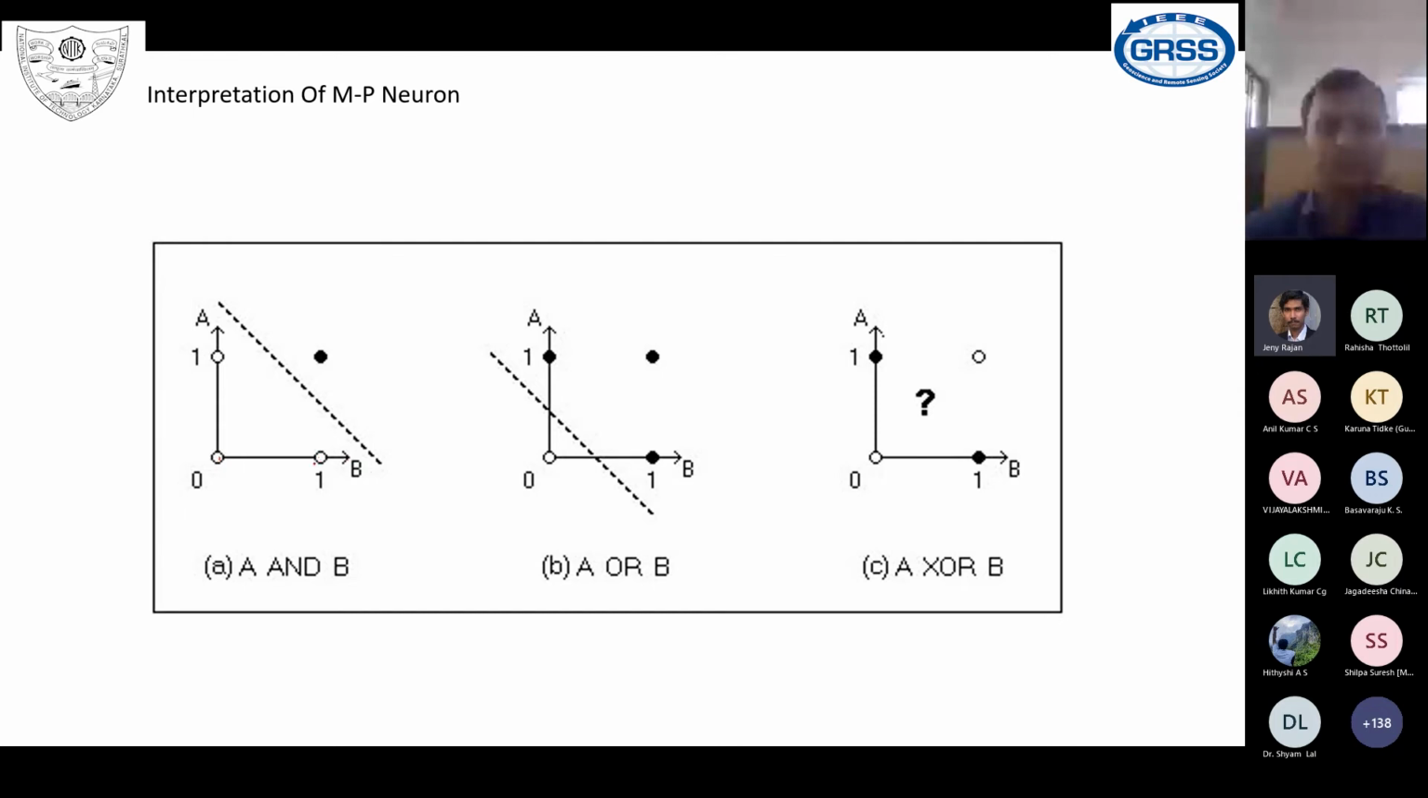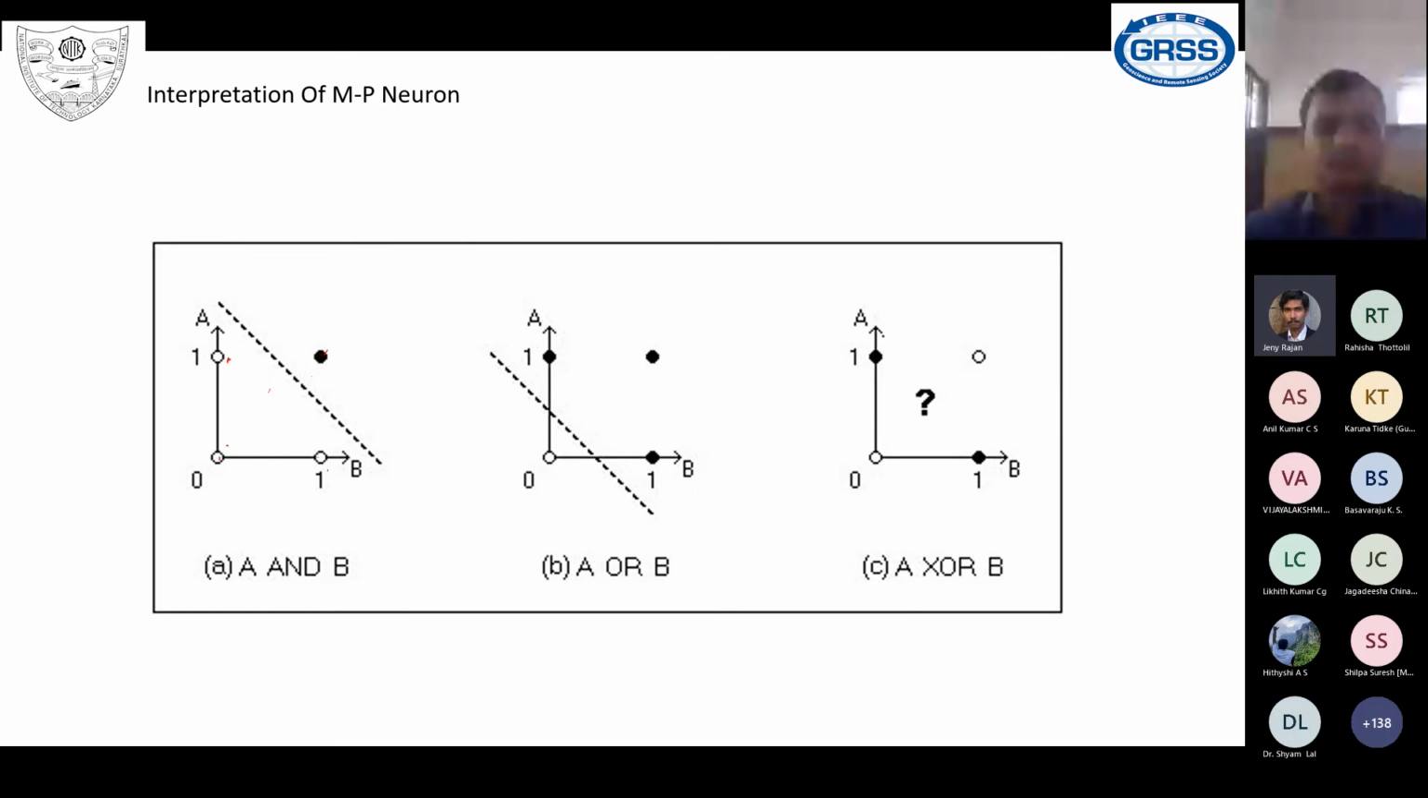An unfilled circle means it is 0. When A is 1 and B is 0, again it is 0, right? So in these 3 cases, we have the output 0. And when both inputs are 1, we have the output 1. If you look at this representation, you can see we can easily classify these 2 classes with the help of a line, right? So these 3 values will come on the left side of the line, and the other will come on the right side of the line. That means this is linearly separable.